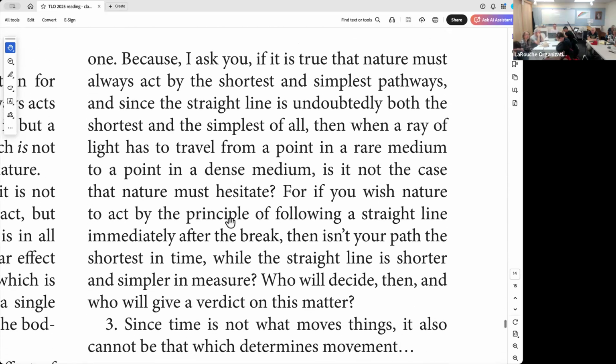Because I ask you, if it is true that nature must always act by the shortest and simplest pathways, and since the straight line is undoubtedly both the shortest and the simplest of all, then when a ray of light has to travel from a point in a rare medium to a point in a dense medium, is it not the case that nature must hesitate? For if you wish nature to act by the principle of following a straight line immediately after the break, then isn't your path the shortest in time, while the straight line is shorter and simpler in measure? Who will decide then, and who will give a verdict on this matter?